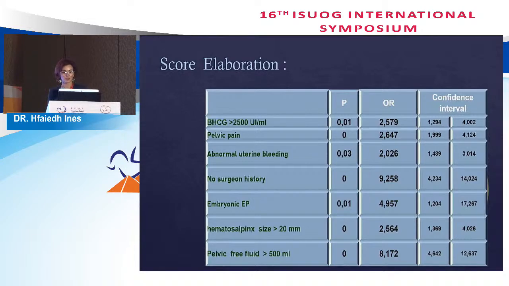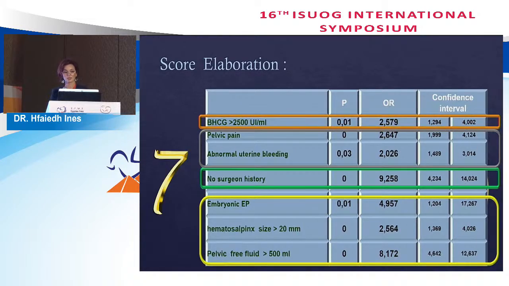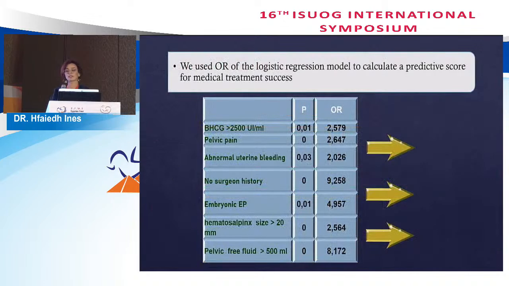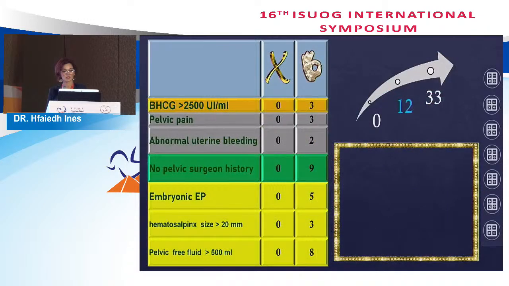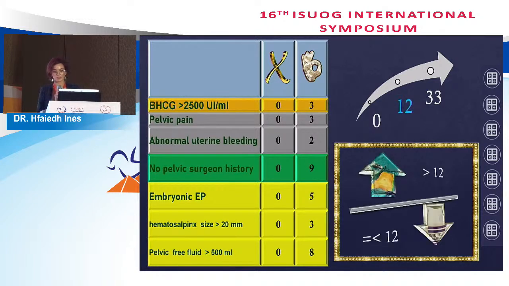So we elaborated this score with 7 items. And this slide is to show how we used the odds ratio of the logistic regression model to calculate a predictive score for medical treatment success. So our score is between 0 and 33, and our cutoff was 12. If the score is less than or equal to 12, this is an indication for methotrexate, and if it's greater than 12, an indication for surgery.